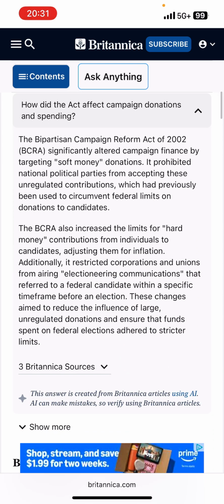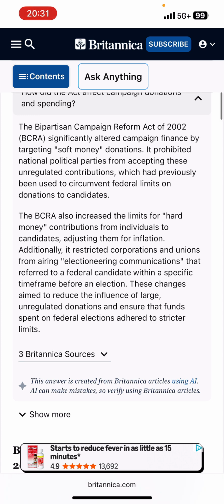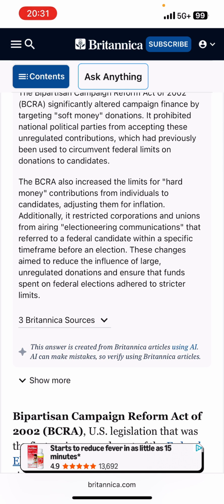And last but not least, how did the act affect campaign donations and spending? The BCRA, the Bipartisan Campaign Reform Act of 2002, significantly altered campaign finance by targeting soft money donations and prohibiting national political parties from accepting these unregulated contributions, which had previously been used to circumvent federal limits on donations to candidates. The BCRA also increased limits for hard money contributions for individual candidates, adjusting them for inflation, of course.